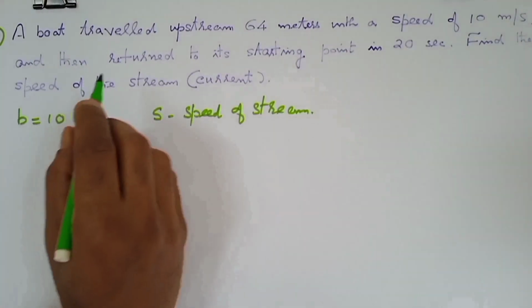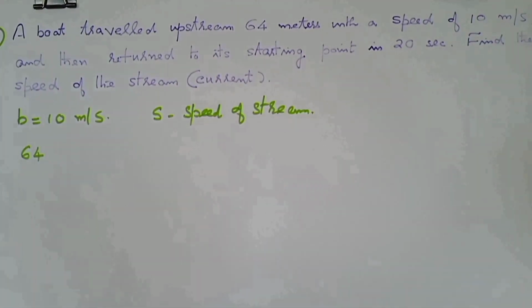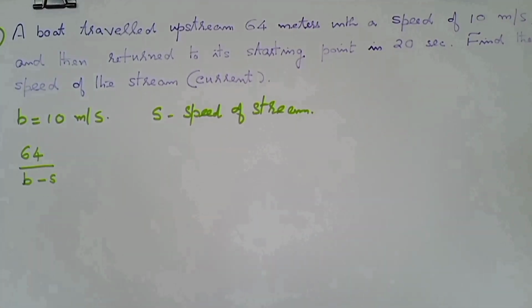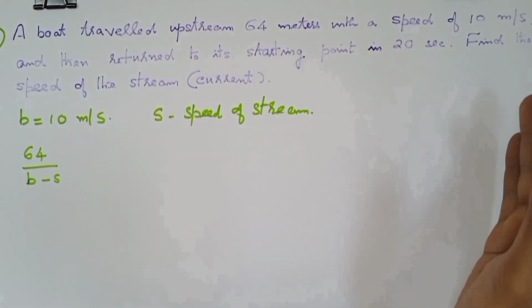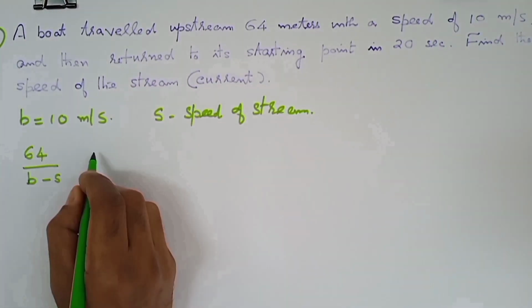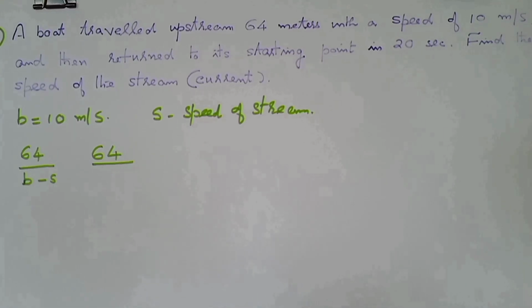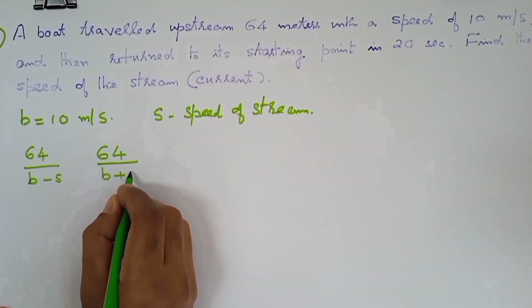Then the boat is traveling first 64 meters upstream. Upstream, as I showed you before, will be B minus S, because it's going against the current, so its speed gets cut down by the speed of the stream. Then it comes back to its starting point, so the distance will be the same. And while coming back, obviously it's going along with the current, because if one direction is upstream, the opposite direction will be downstream. So in downstream, this will be the speed.